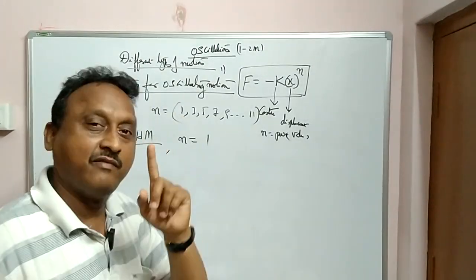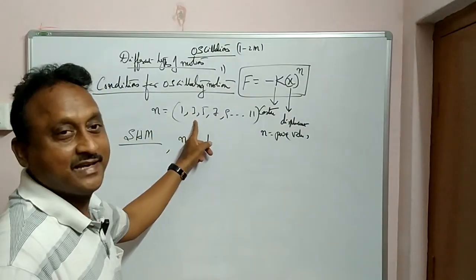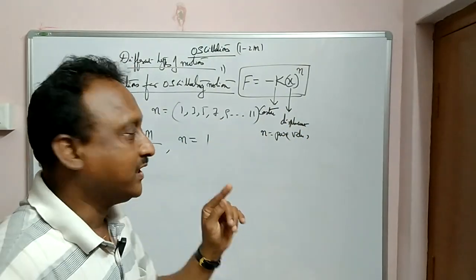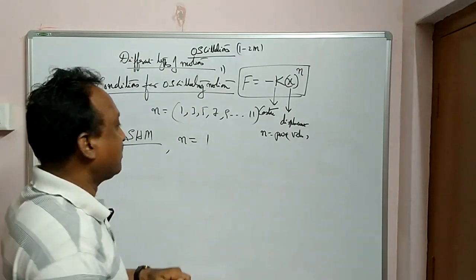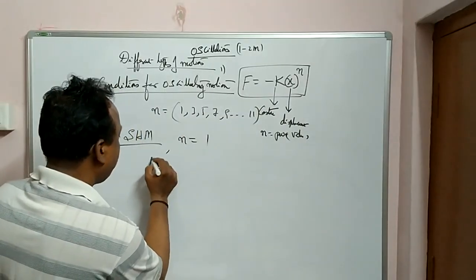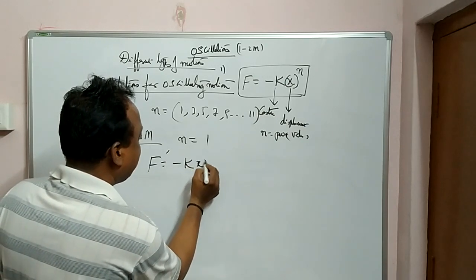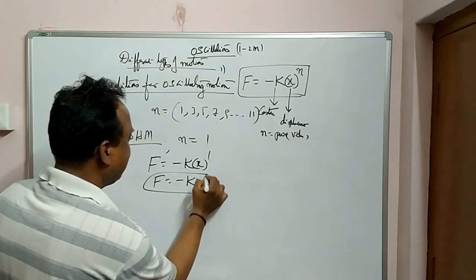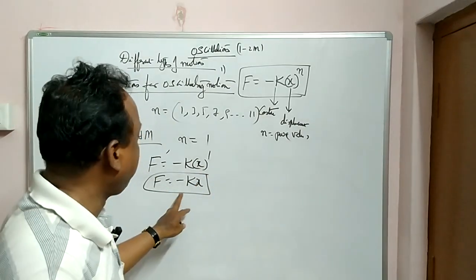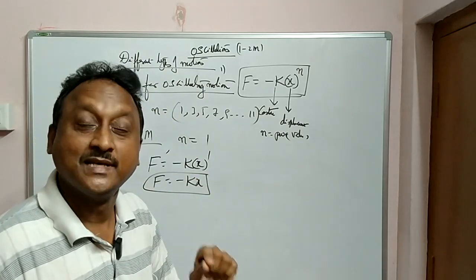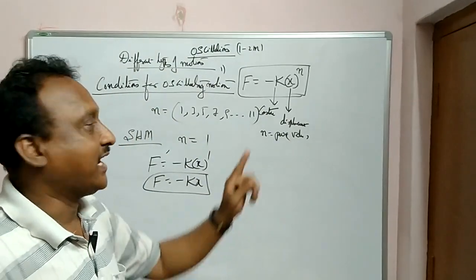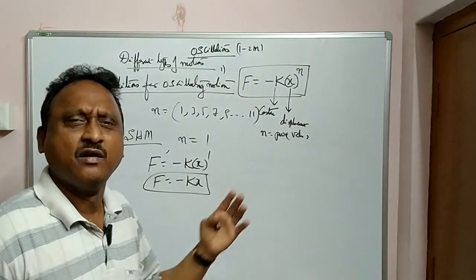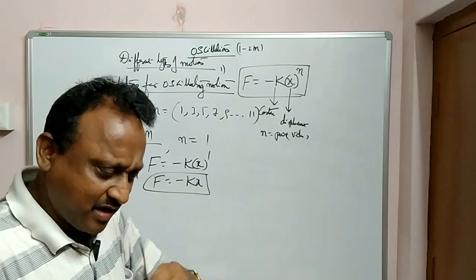So for SHM, the value cannot be 3, 5, 7, 8, 9, etc. It has to be only one value. When you put value 1 here, force is minus kx power 1, that is F is equal to minus kx. So this is the equation, or condition, for SHM, simple harmonic motion, and all the remaining are oscillatory motions. They may be of different types when you put the values 3, 5, 7, odd integers. So simplest and almost straight line.